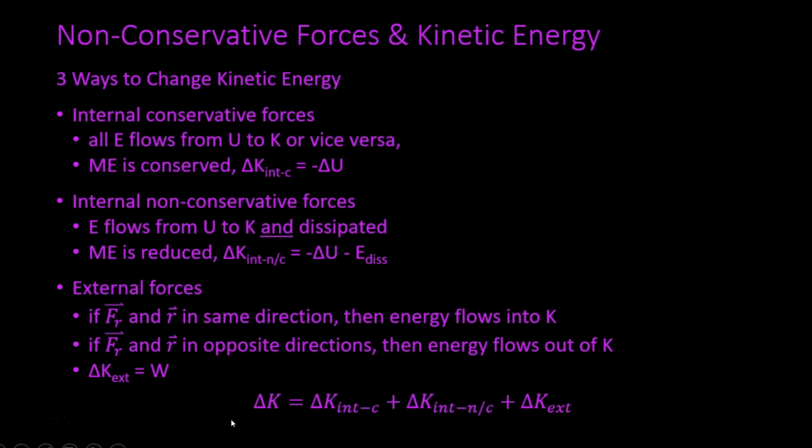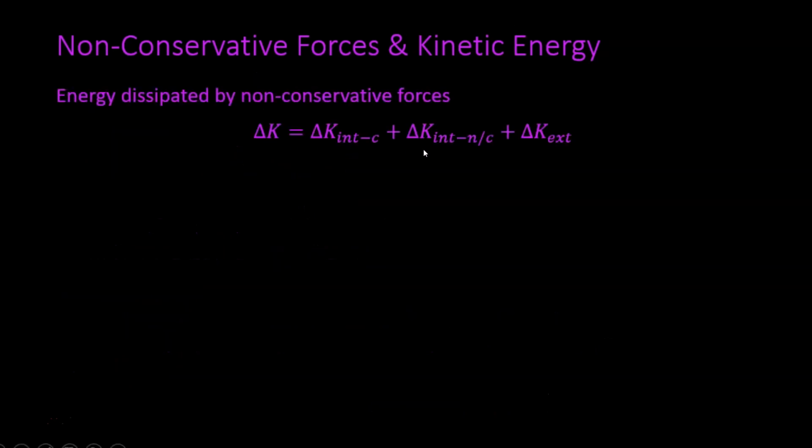Armed with this overall equation, let's look and see how we can determine the amount of energy dissipated. I'm going to start with that overall equation we developed at the end of the last screen. We can restate this in different terms. So we know that the change in kinetic energy caused by both types of internal forces is equal to the energy that flows out of the potential mechanism minus the energy that's dissipated by the internal non-conservative force. The change in kinetic energy as a result of external forces is going to be equal to the work performed by conservative external forces less the work performed by external non-conservative forces.